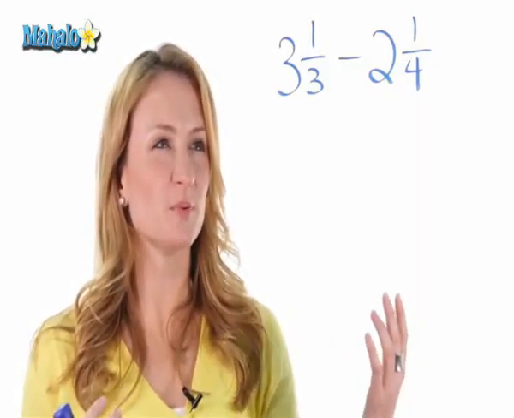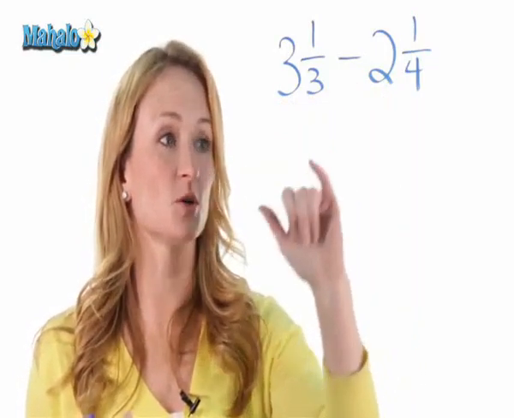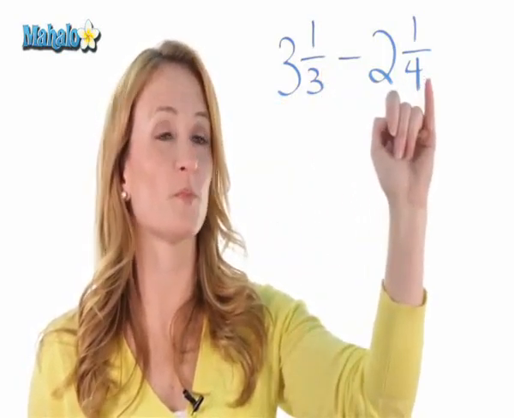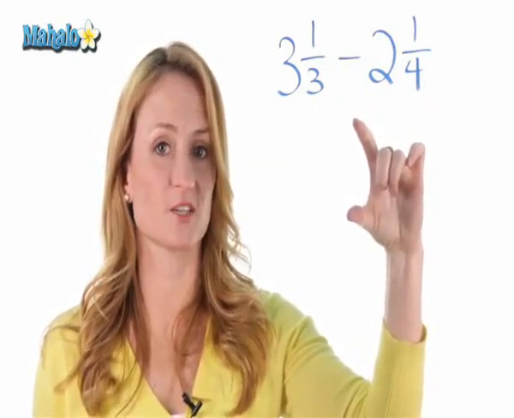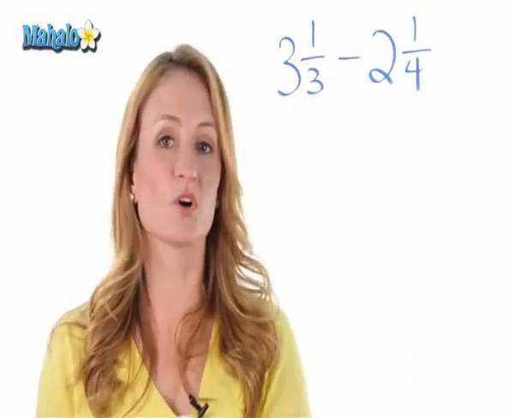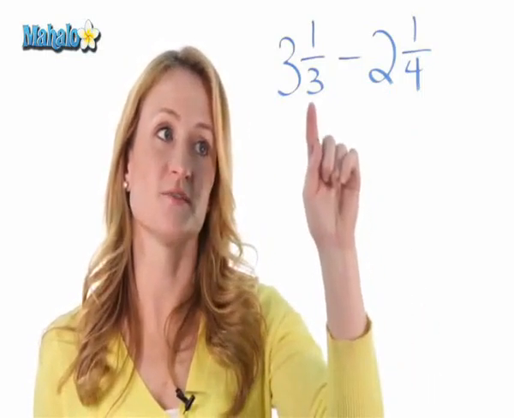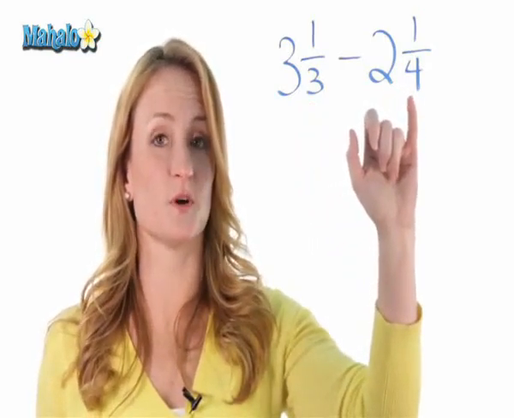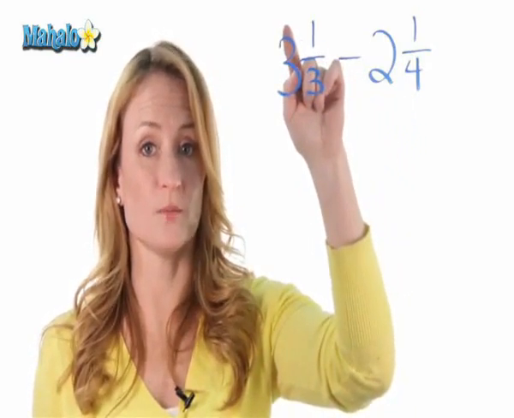For example, some people think that you can just do 3 minus 2 and get 1, and then do 1/3 minus 1/4 and get whatever that fraction is. Now, in this problem, something like that would work, but it won't work every single time. Because if this fraction is smaller than this one, you'll have to borrow from that whole number.